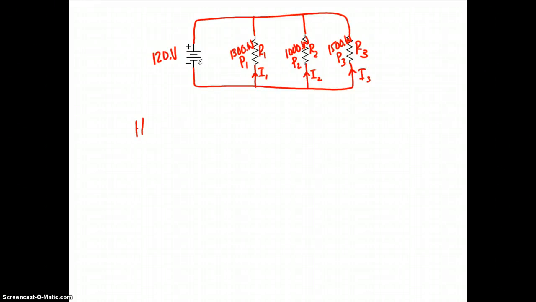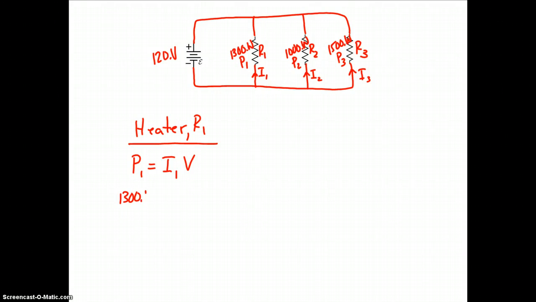So we're going to start with the heater, which is R1. The formula that relates the electrical quantities that we're looking for and the ones that we know is power equals current times voltage. So P1 equals I1 times V. Now the power is 1300 watts for the heater, and it uses 120 volts. So I1, when calculated, is 10.8 amps.